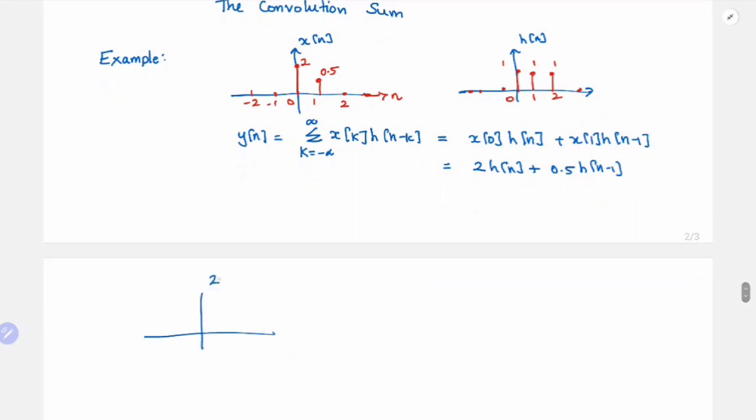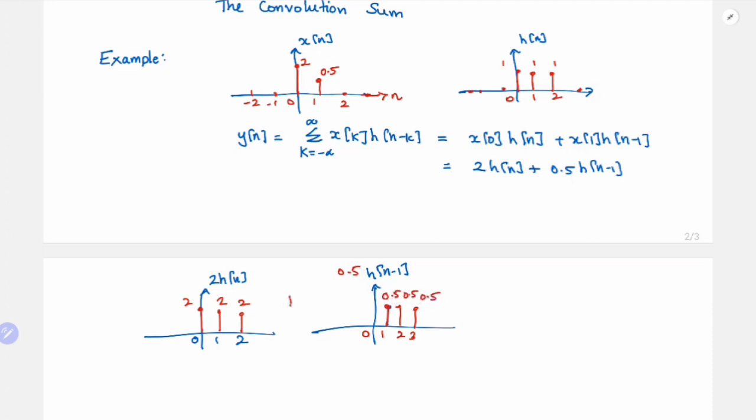So h of n is already there. 2h of n will just be 2, 2, 2, right? For 0, 1, 2. And your h of n minus 1 is nothing but right shifting this by 1. So it will be this, for 0, 1, 2, 3. And its values, if I say 0.5, these will be 0.5. Now if you have to add them, what will I get? I should get y of n. And if you see at 0, there is only this 2h of n. So I'll get a value of 2.